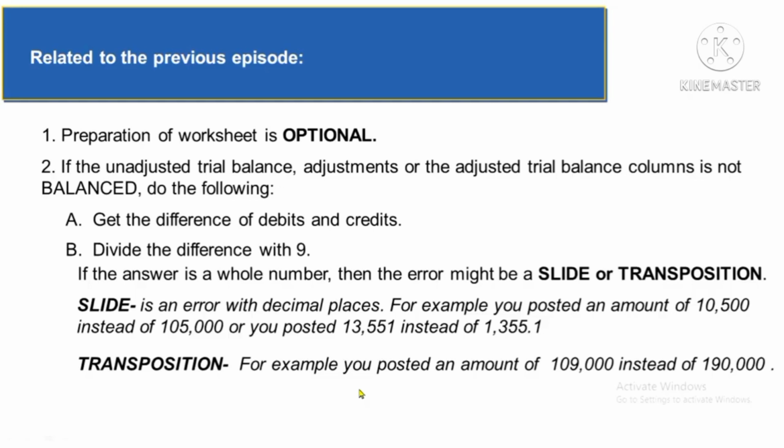Sir, but what if the quotient after dividing it with 9 resulted in a quotient with decimals? Then you have no choice but to go to your entries in the journal and ledger individually. And remember, even if you balance the debits and credits for the unadjusted, adjustments, and the adjusted trial balance, it does not necessarily mean that you got the correct answer.